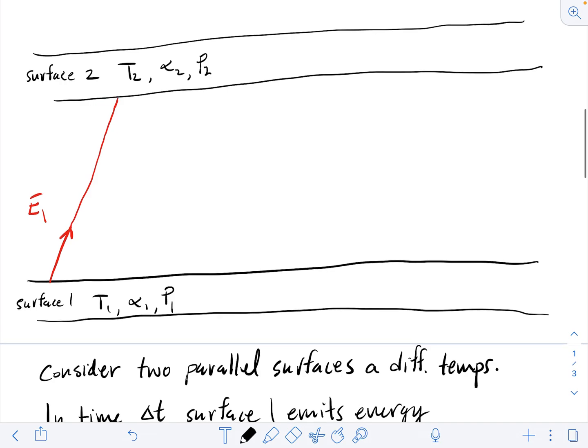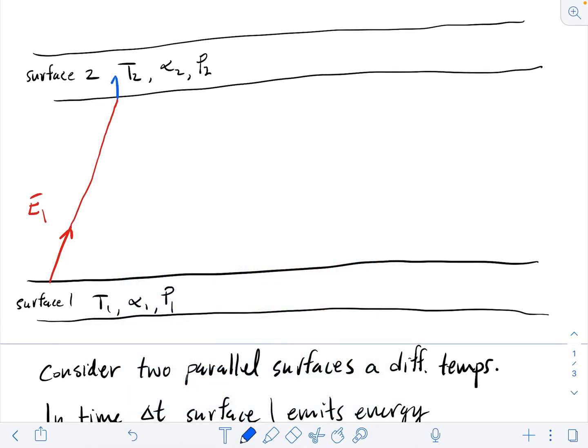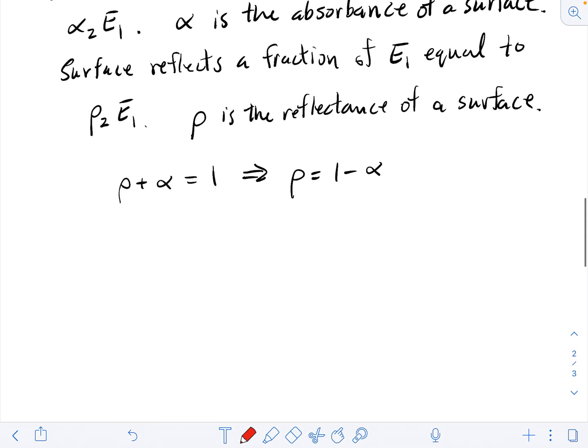If we go back to our picture, we can indicate that a certain amount of energy has been absorbed, and that absorbed energy is alpha 2 E1. But then some of it is just reflected back, and the amount reflected back is E1 times the reflectance, which is 1 minus alpha 2. Okay, good.